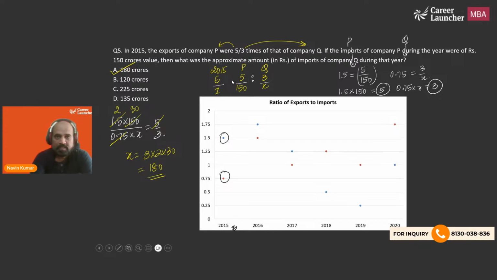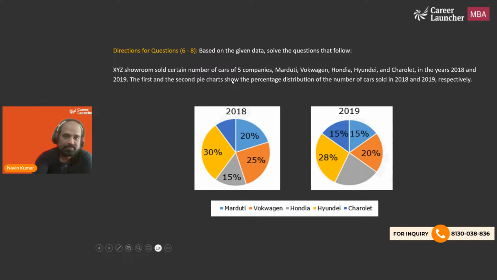Okay, next set. XYZ showroom sold a certain number of cars of 5 companies: Maruti, Volkswagen, Honda, Hyundai, and Chevrolet, in the years 2018 and 2019. So that's what we are given, 2018 and 2019.